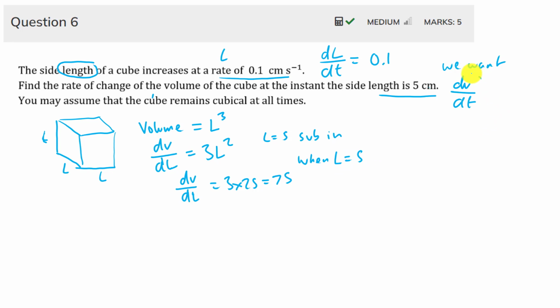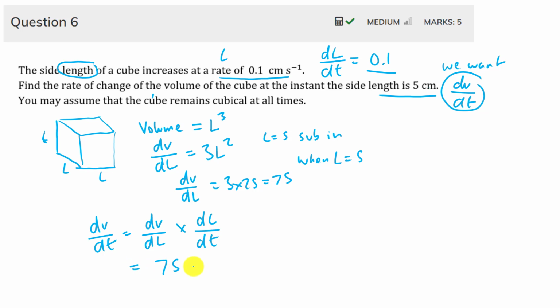Now we do want dV/dt, right? So dV/dt is going to equal dV/dL times dL/dt, which we have up here. So that's just going to equal 75 times 0.1, so that equals 7.5.